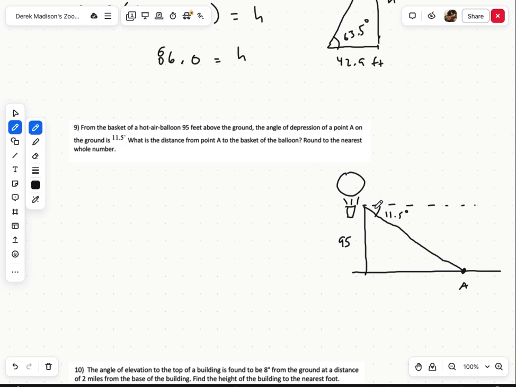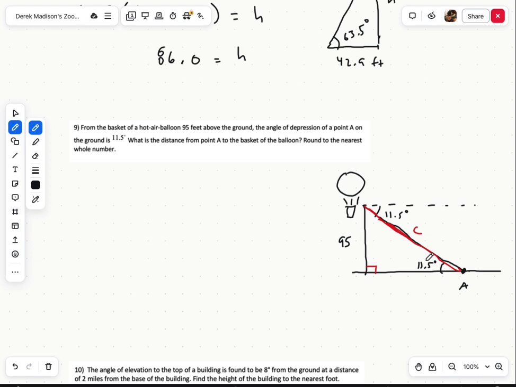You may remember from some geometry class in your past that opposite interior angles are equal to each other, so this one is also 11.5 degrees. And we are trying to find the distance from point A to the balloon. That distance right there is what I'm trying to find. And so if this is a right triangle, that's the hypotenuse, so that's C.